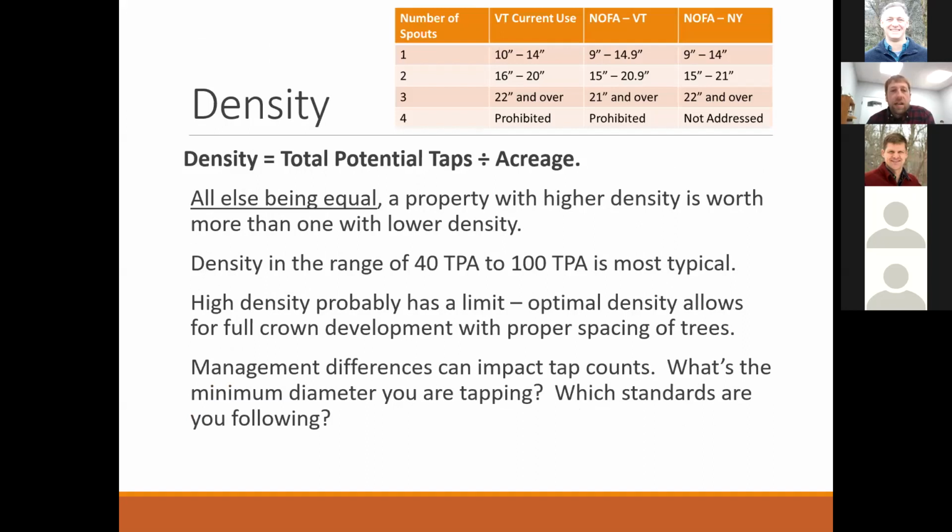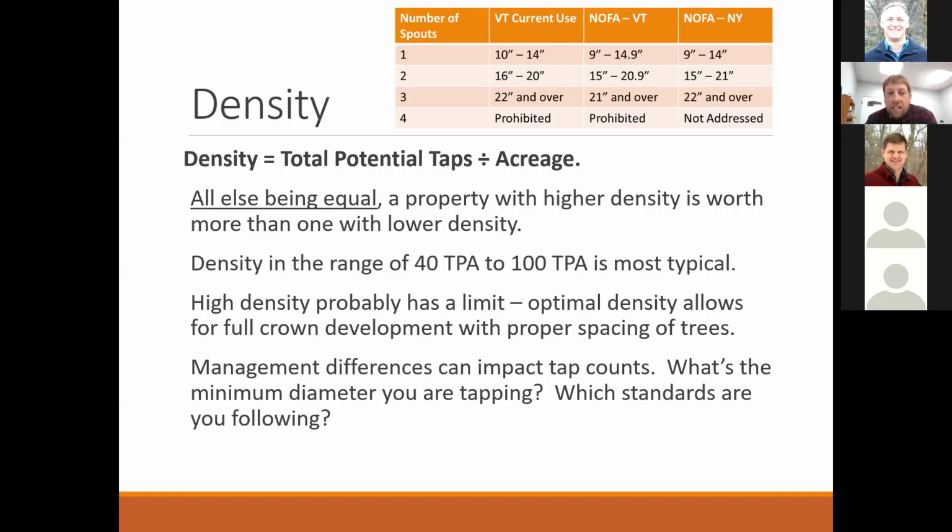The next one on the list here is the density. It's pretty simple: total potential taps divided by the acreage to be tapped. All else being equal, a property with higher density is going to be worth more than one with lower density. Now, that all else being equal, it's one of our big factors that we adjust for, but it's not the only one.